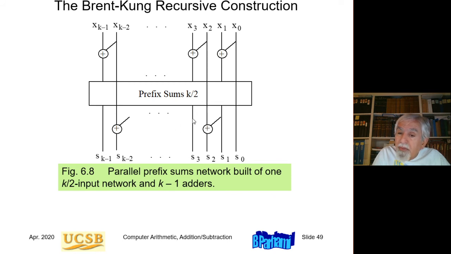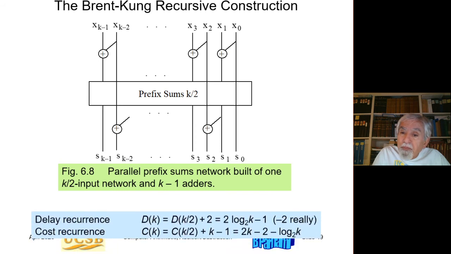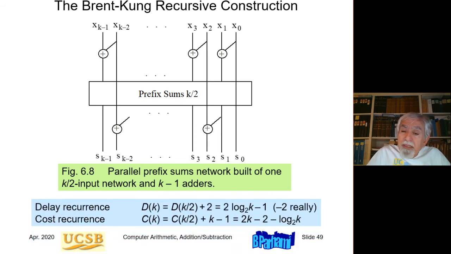S4, I take S3 and add x4, and so on. Okay, please study this and make sure that you understand why this provides the correct outputs that we are seeking. So these are the recurrences characterizing the delay and cost of the circuit. The delay is the delay of this half-size circuit sitting in the middle, plus these additions at the top and these additions at the bottom, plus 2 units. 1 unit at the top, 1 unit at the bottom.